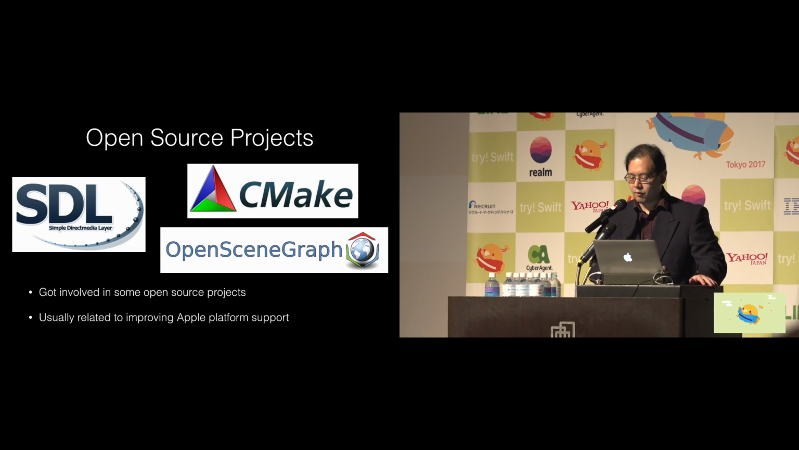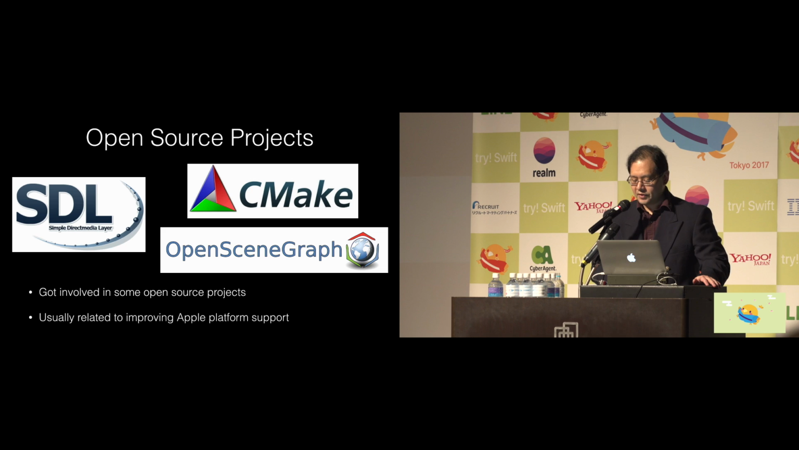CMake is a cross-platform meta-build system. You list the files that you need to build in a text file, and CMake will generate native projects for it, like Visual Studio, Xcode, and Makefiles.